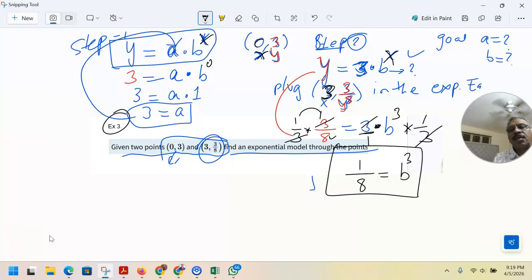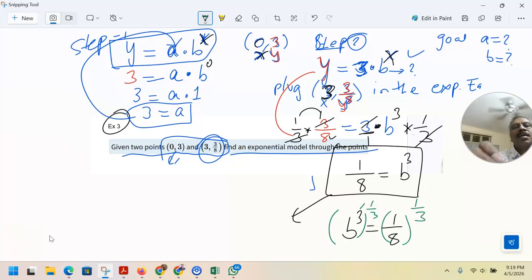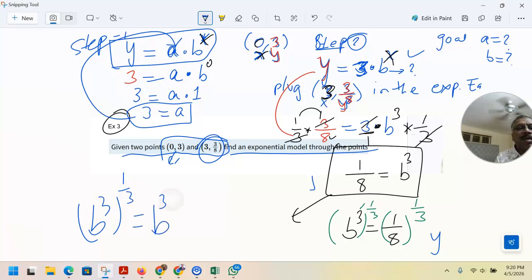So earlier I showed you an example. This is as good as writing b raised to 3 is 1/8, and then you raise to the power 1/3. That means because this is 3, you do 1/3 on this side and you do 1/3 on this side. So what you get is b raised to 3 and 1 over 3, basically the same as b raised to 3 times 1 over 3, which is b raised to 3 over 3, and that is b raised to 1. Or we can just cross out here and you're done.